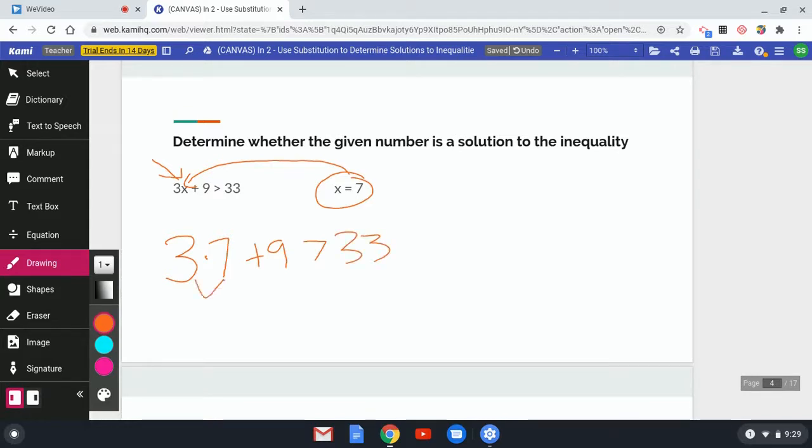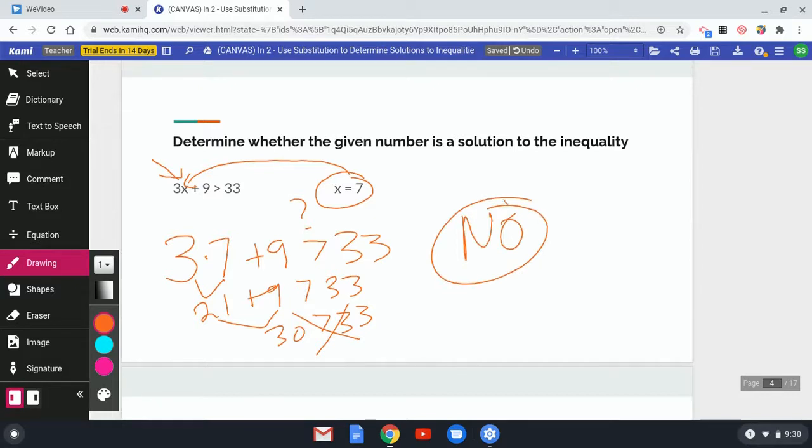Let's see. What's 3 times 7? 3 times 7 is 21. Plus 9. We're asking, is it greater than 33? 21 plus 9 is 30. Is 30 greater than 33? No. So x equals 7 is not a possible solution for this inequality.